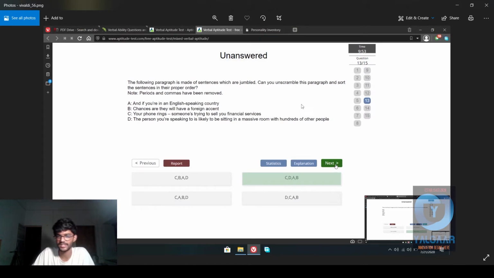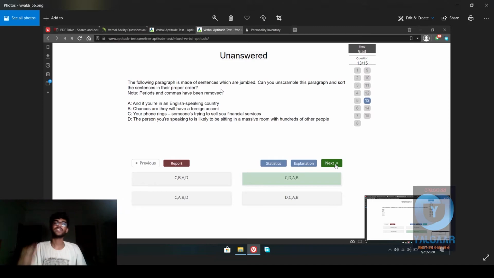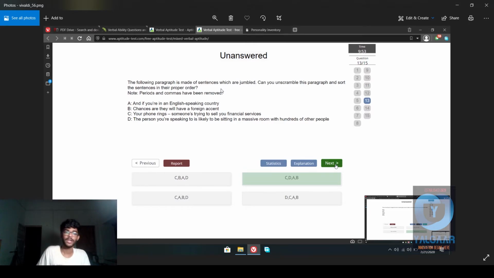The following paragraph is important. It is made up of sentences which are jumbled. Can you unscramble this paragraph and sort the sentences in their proper order? Note periods and commas have been removed. So that means period is basically comma, full stop. So periods and commas have been removed.